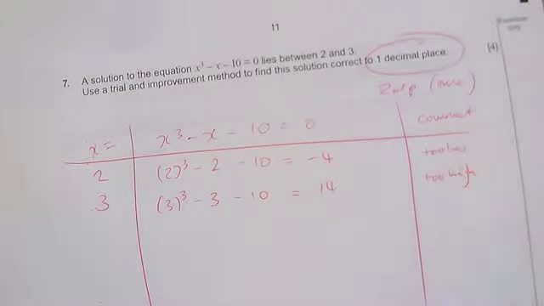So you might get asked to show why the solution of this is between 2 and 3. Well, here it's too low, here it's too high. So it must be in the middle of those 2 numbers.